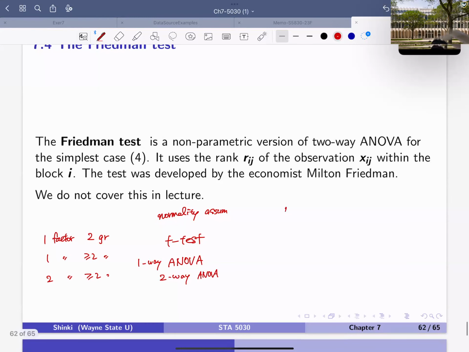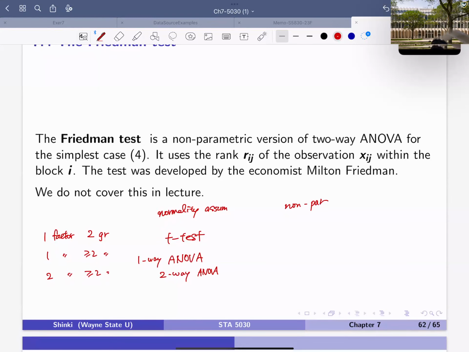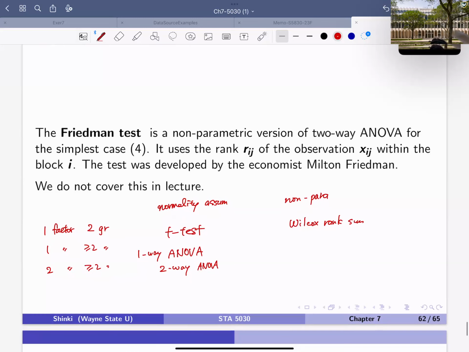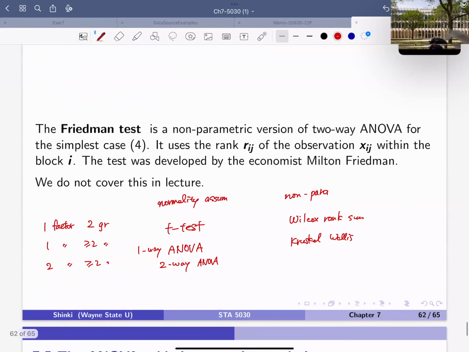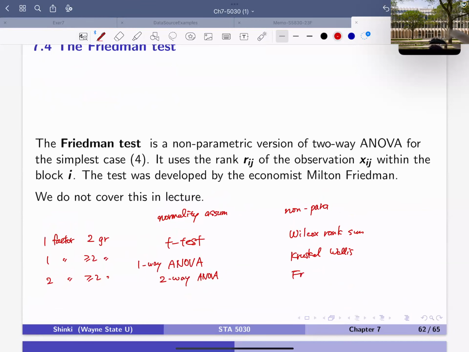And how about the non-parametric version without assuming normality? Then for 1 factor and 2 groups, the Wilcoxon rank sum test. And for 1 factor and more than 2 groups, the Kruskal-Wallis test. And we have the two-way ANOVA version of the Kruskal-Wallis test. That is called Friedman's test. But we don't really discuss this in this lecture, so you can search for it.